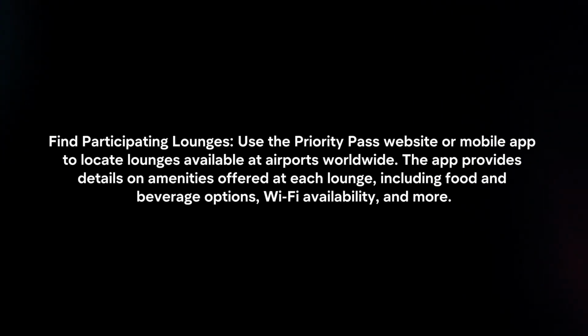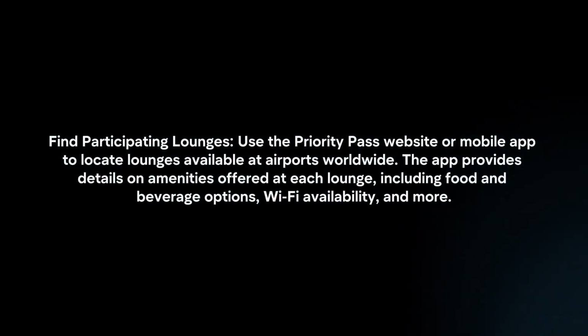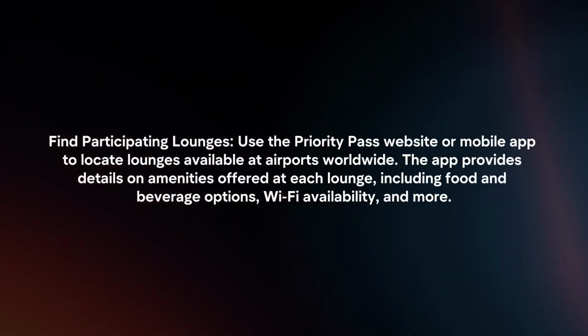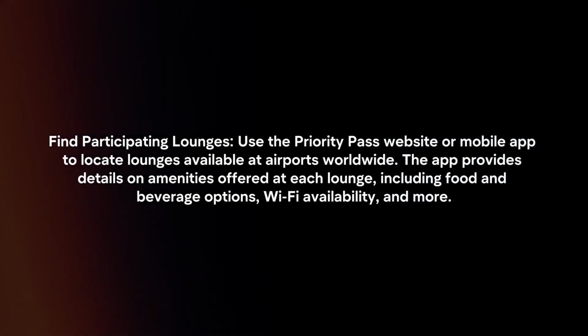Find participating lounges. Use the Priority Pass website or mobile app to locate lounges available at airports worldwide. The app provides details on amenities offered at each lounge, including food and beverage options, Wi-Fi availability, and more.